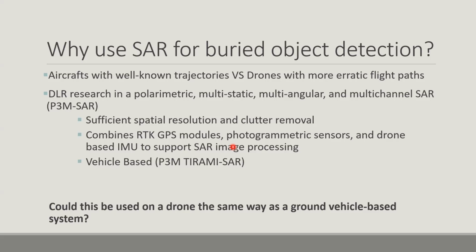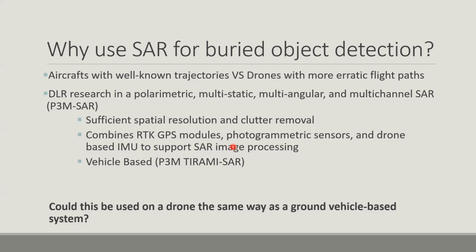And this is for a ground-based vehicle. So this is polarimetric, multistatic, multi-angular, and multi-channel SAR, which is going to be called P3M SAR from now on. This technology has a capability to detect buried objects from several meters distance up to a depth of about 20 centimeters. It has sufficient spatial resolution and clutter removal. It combines GPS, a camera, and other sensors on board to support that SAR image processing.